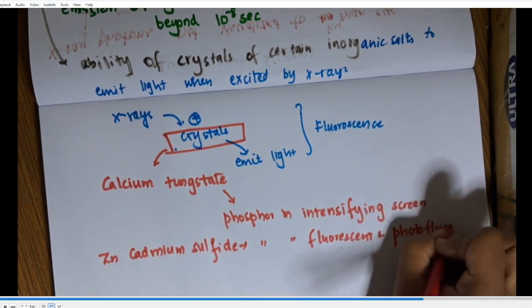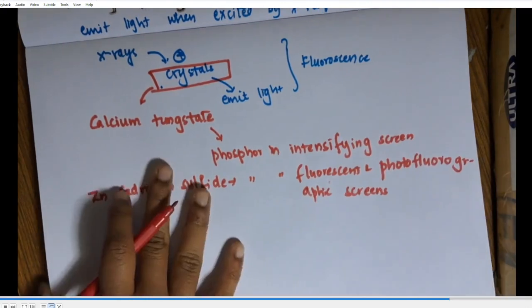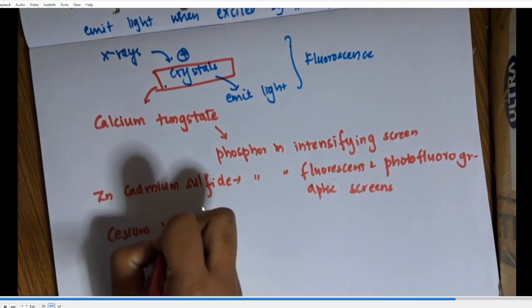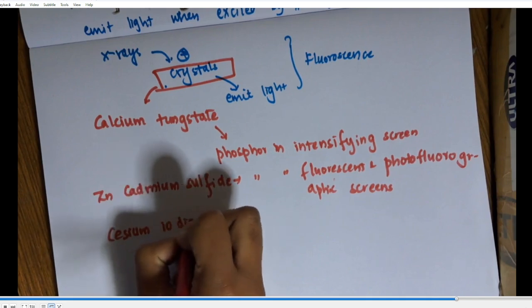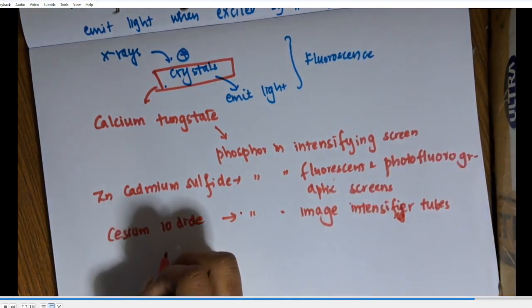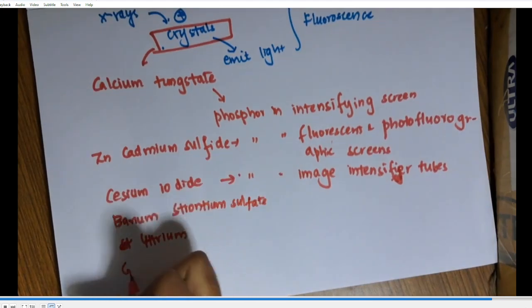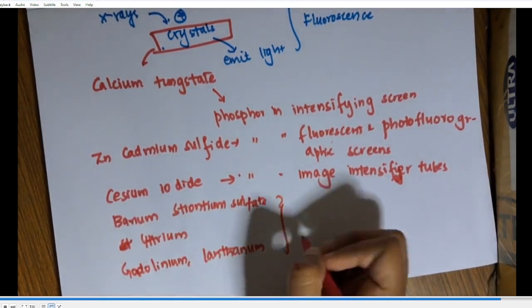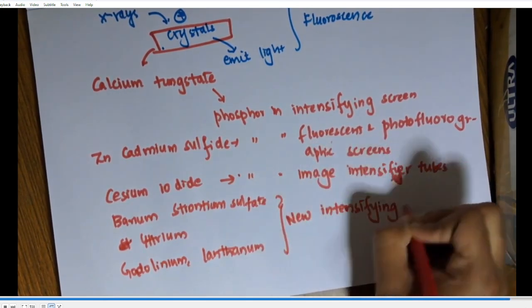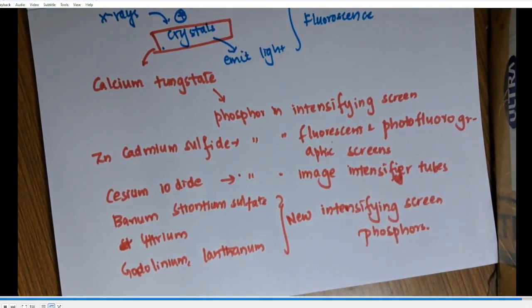Zinc cadmium sulfide is a phosphor in photofluorographic screens. Recent advances in technology have resulted in the introduction of many new phosphors, like cesium iodide, which is used in image intensifying tubes. There are several new intensifying screen phosphors like barium strontium sulfate, yttrium, and some rare earth elements like gadolinium and lanthanum. So, these are the newer intensifying screens: barium strontium sulfate, yttrium, gadolinium and lanthanum. Thank you.